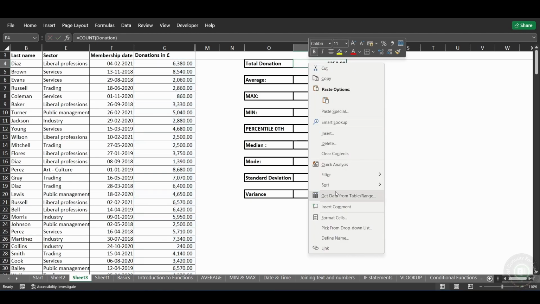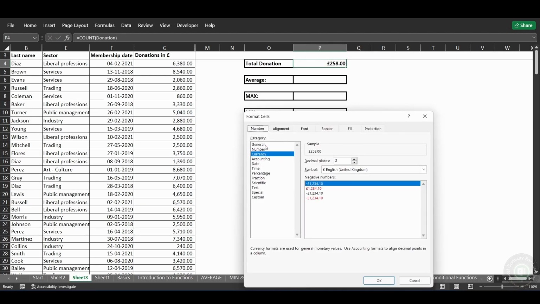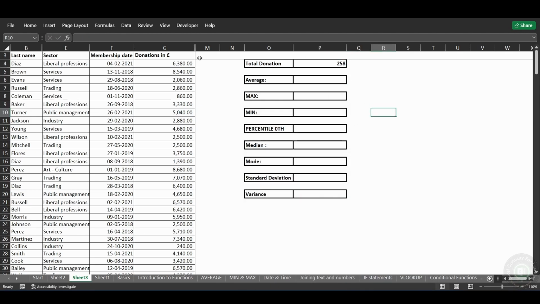So basically this is a number, we'll change the format to general number. There are 258 donations in this row. Here's the average of donation, how much average donation we have received. I will write donation. What is the maximum donation we received? We have received 9,920 pounds maximum. What is the minimum donation?